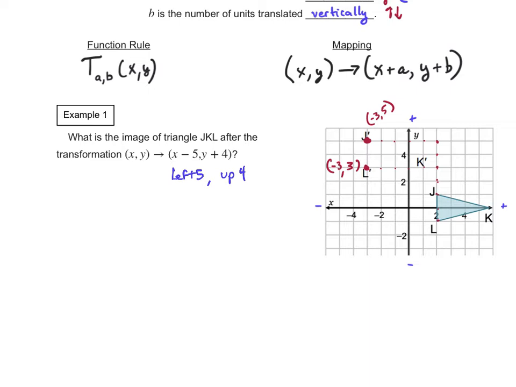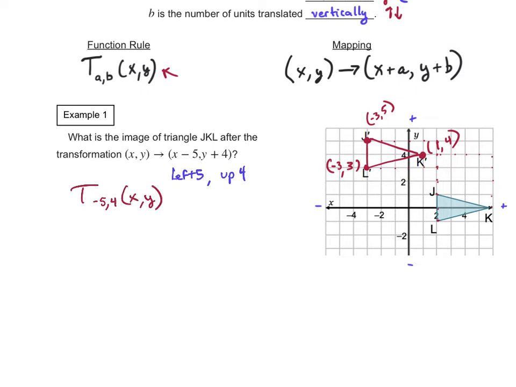Then for K, we go up 4, 1, 2, 3, 4, and left 5, 1, 2, 3, 4, 5. K prime looks like it is going to be 1, 4. Okay, so those are the points I'm going to connect to see my new image. I basically used the function rule and translated negative 5, 4 of x and y.